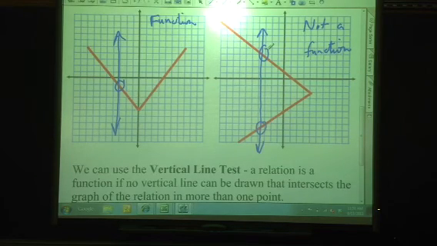Now, please be careful. When you draw your vertical line, you want to make sure you aim for the middle of the graph, or aim for a point where there possibly could be more than one point. As you see on the left, it does not matter where we draw that vertical line. It's still only going to pass through one point. But if we're not careful with the one on the right, we may think that it is a function because we drew our vertical line in the wrong place.